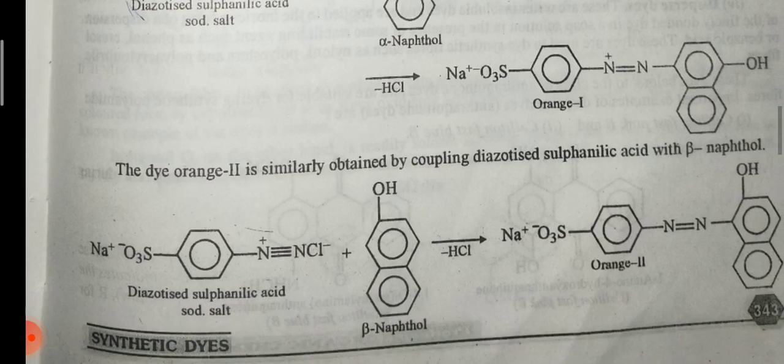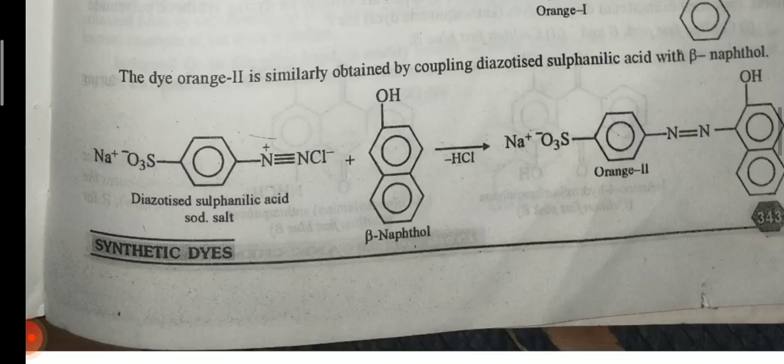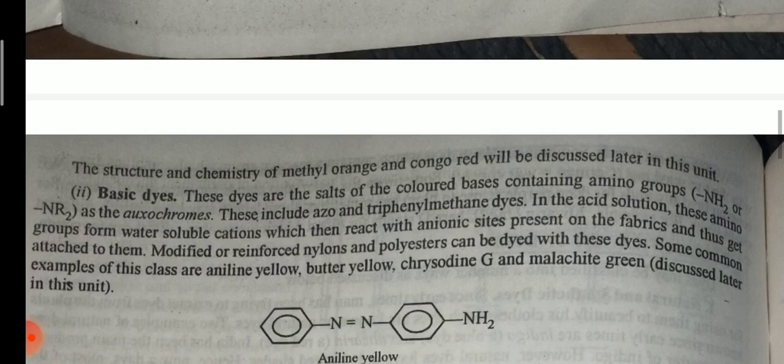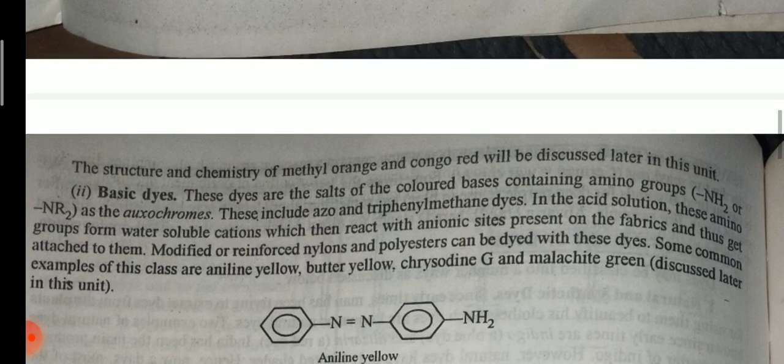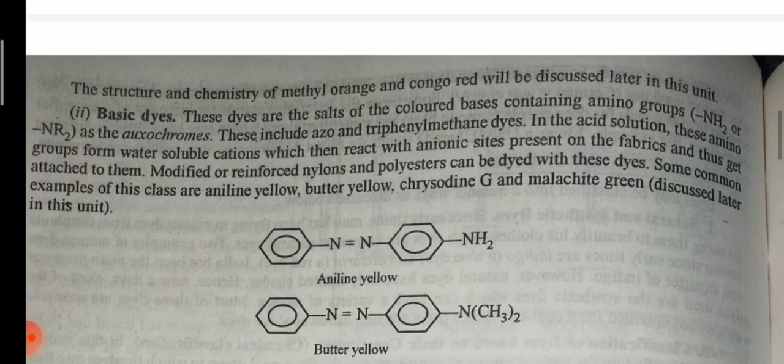The dye orange 2 is similarly obtained by coupling diazotized sulfanilic acid with beta-naphthol. The structure and chemistry of methyl orange and Congo red will be discussed later in this unit. Basic dyes. These dyes are the salts of colored bases containing amino groups as the auxochromes.